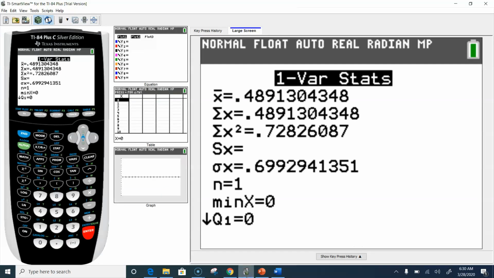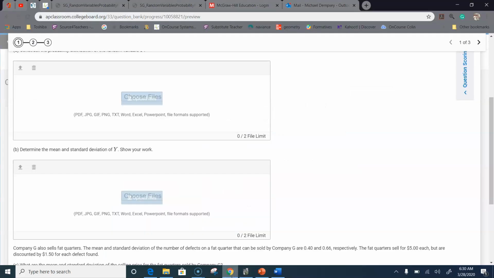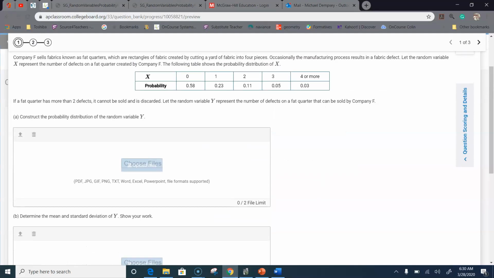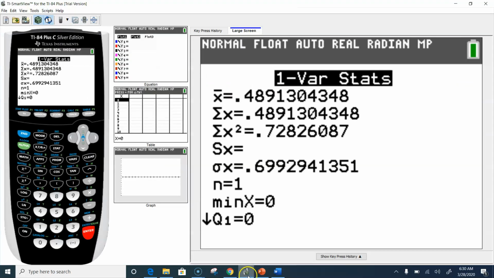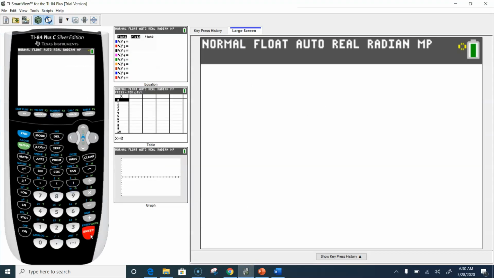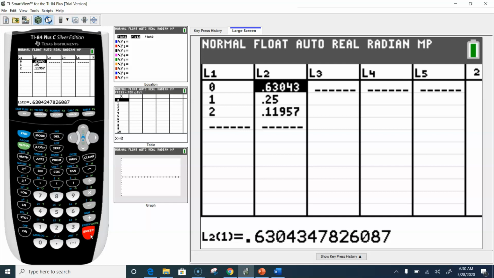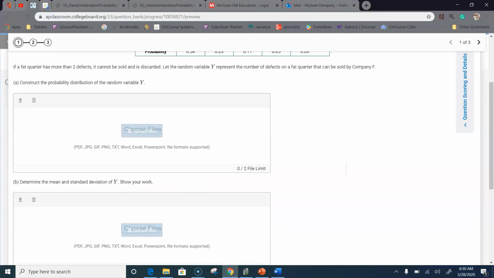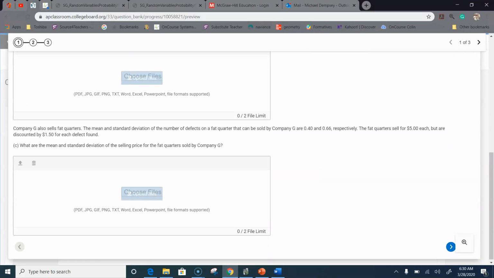Okay, so that was actually part B here, right? Part B is 0.489 and 0.699. I jumped through part A pretty quickly. Part A is what I had in my calculator right here. That's my new probability distribution. Okay, kind of forgot that was part of the question. So that's A and B.